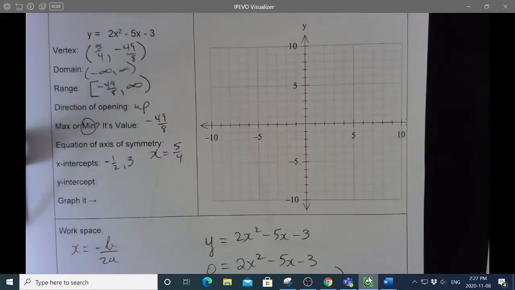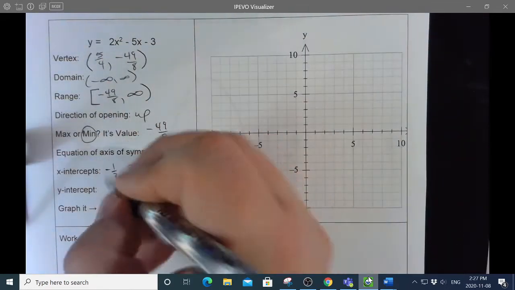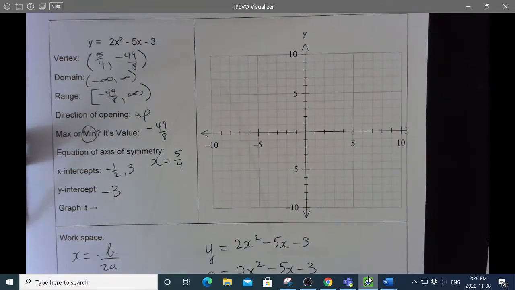My y-intercept I can just read off of here. That's when x is 0, so that's just negative 3. I think I'm ready to graph.